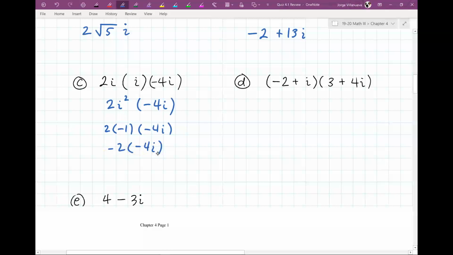The last thing you have to do is multiply those two things together. So -2 times -4, that's a positive 8. So this will be 8i. And that's your answer. Again, not anything really super difficult to do, but I guess the i squared is something you have to be aware of. Remember the definition for i squared.